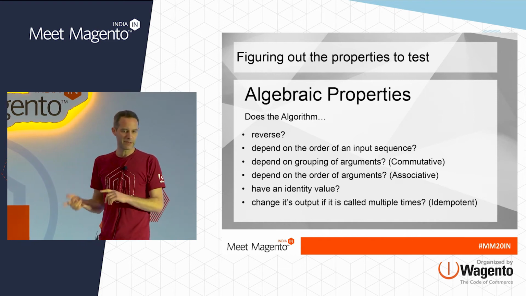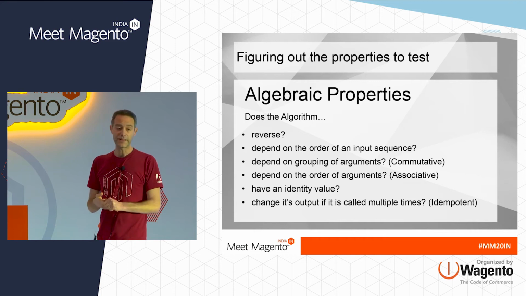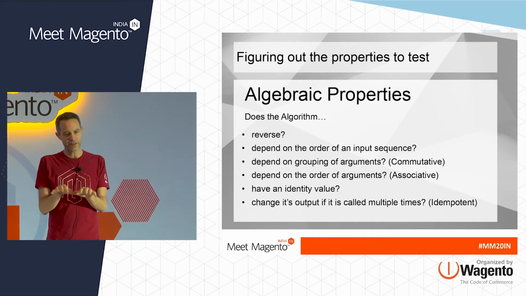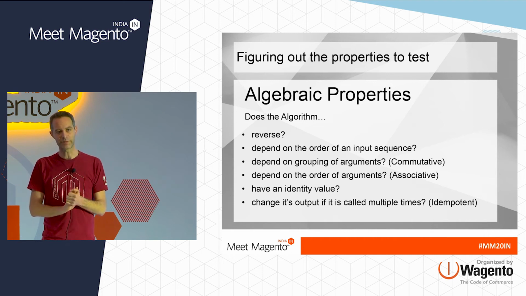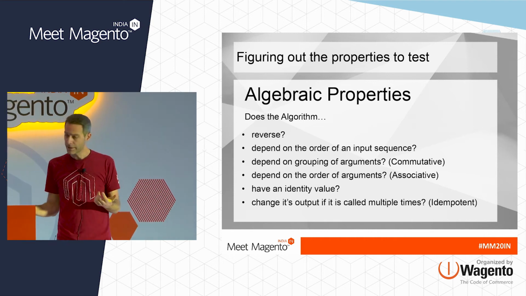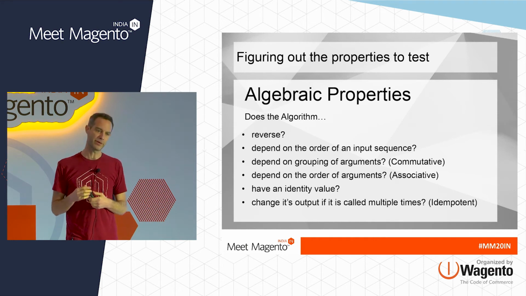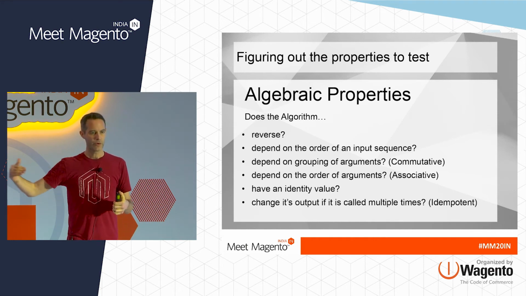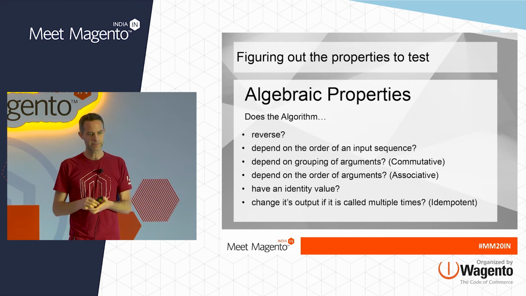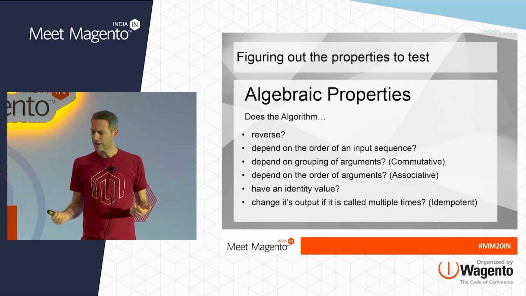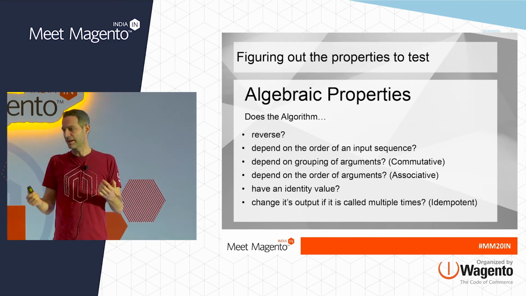Is A plus B the same as B plus A? Do I have an identity value, like an empty string or an empty array? If I concatenate an empty string, it's still the same string. Those kinds of properties. And finally, it's oftentimes useful to check if my function is idempotent. Can I call it multiple times without the results changing? Then that's a nice property to test too. But again, as I said, these properties don't always apply, and it's just a nice thing to check for.